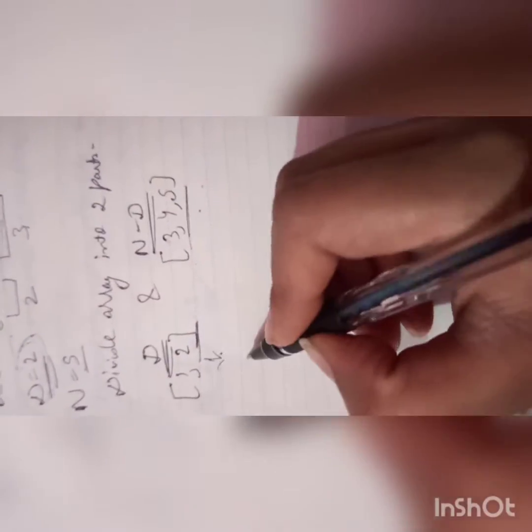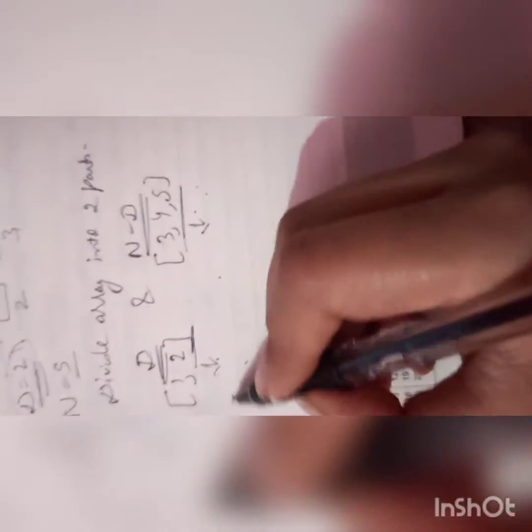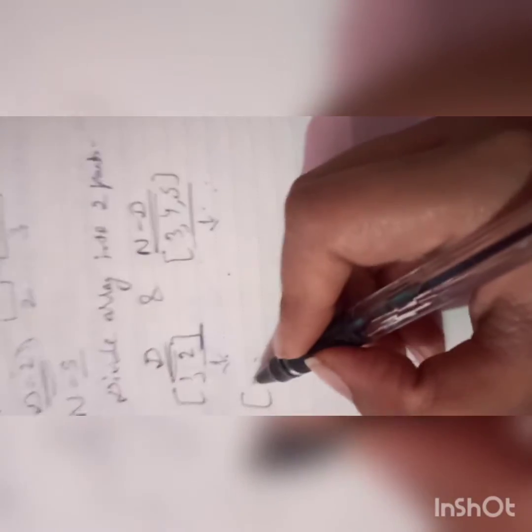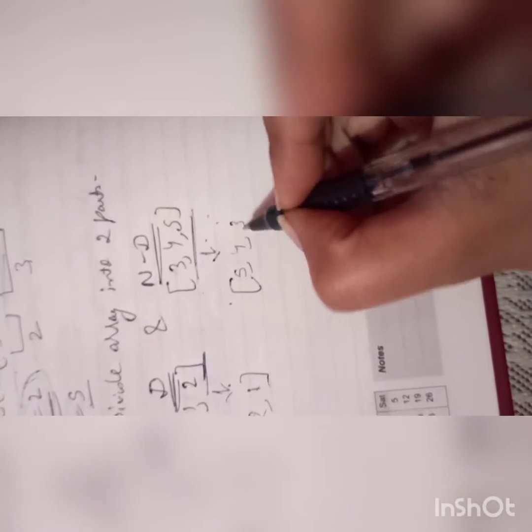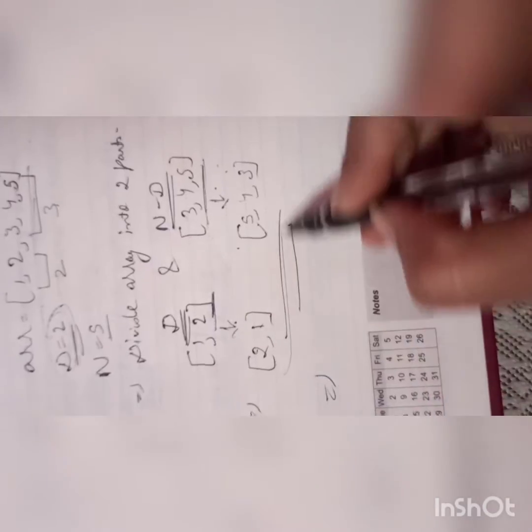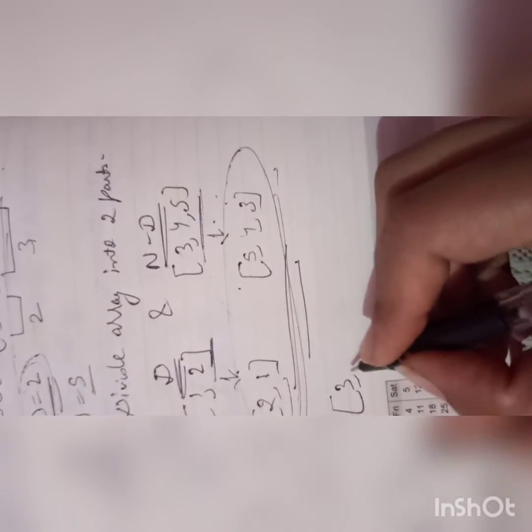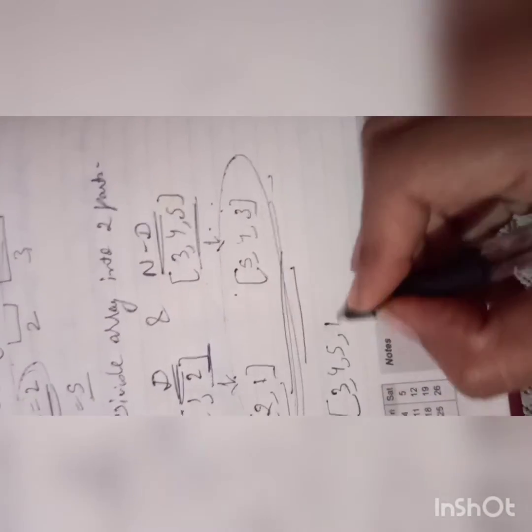First we will reverse this array and then we will reverse this array. After reversing this array, what will we get? We get 2, 1. And after reversing this array, we will get 5, 4, 3. And the final step is we'll reverse the whole array. Then we'll get 3, 4, 5, 1, 2. So this is a very simple and easy approach to rotate an array.